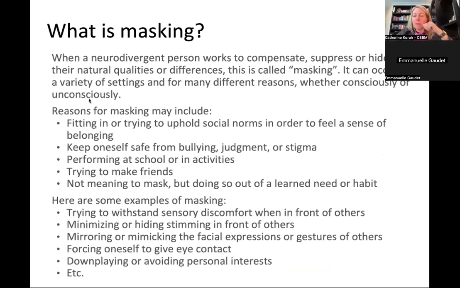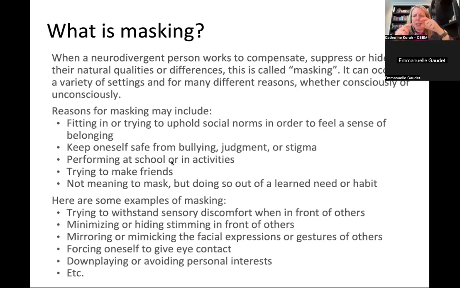So I mentioned many times masking and how masking can have an impact in terms of wellness and mental health. And so masking is when a neurodivergent person works to compensate, suppress, or hide their natural quality or difference. And so this can occur in a variety of different settings for different reasons, and it can be conscious or unconscious. And so here are examples of masking: trying to fit in or trying to uphold social norms in order to feel a sense of belonging, keeping oneself safe from bullying, judgment, or stigma, performing at school.